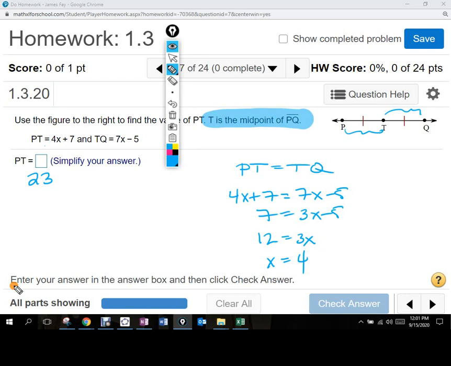It's more procedural stuff. Didn't read the directions. Didn't read what they're asking for. So just be on the lookout for that stuff.